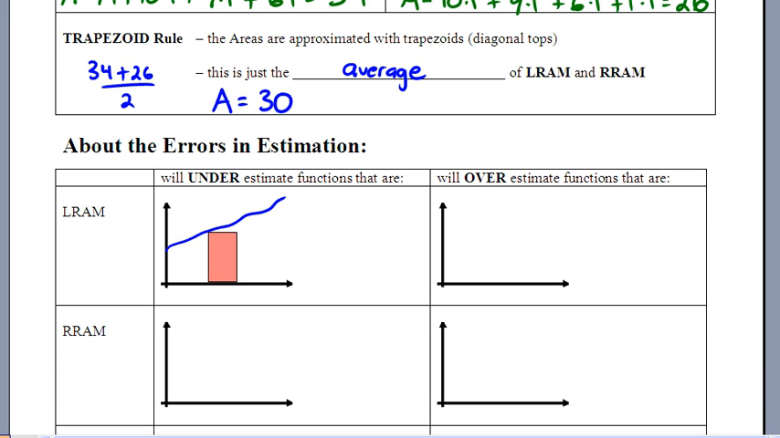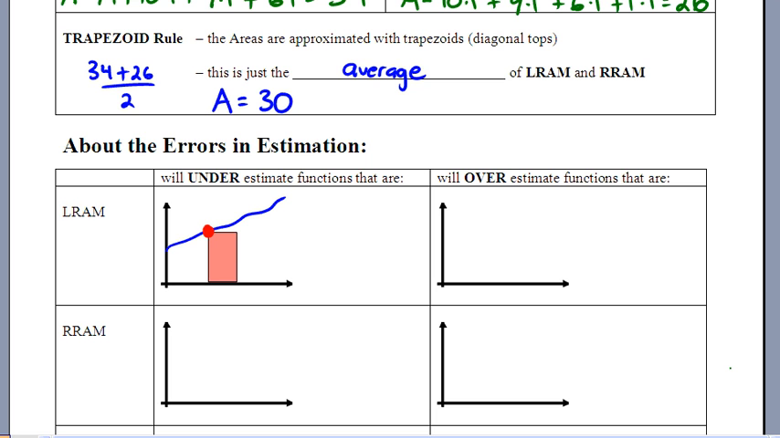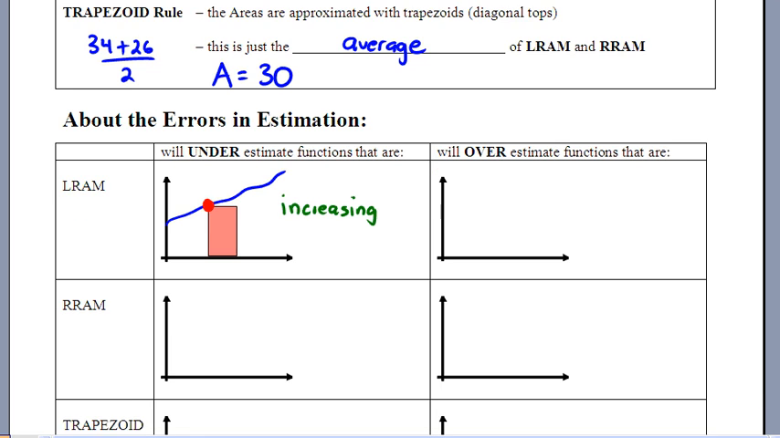So if you're ever dealing with a situation and they say, oh yeah, this function is increasing, please do an LRAM, and then they ask you, do you think this is an over or an underestimate? You can say it's an underestimate. And if they say, well, why? Why do you know that? You can say, because the graph was increasing. So an increasing graph will be underestimated by LRAM.